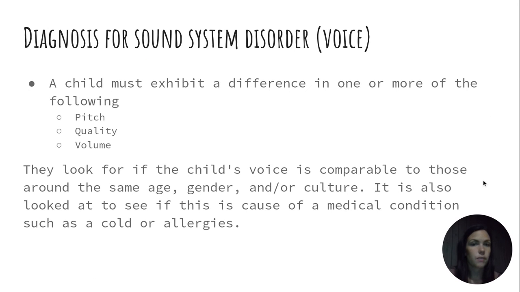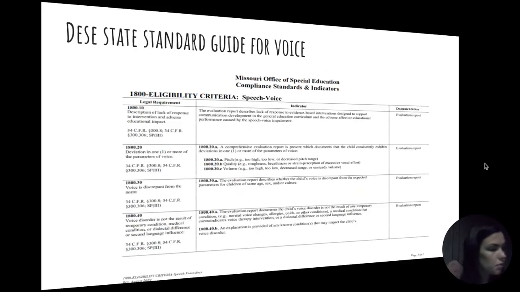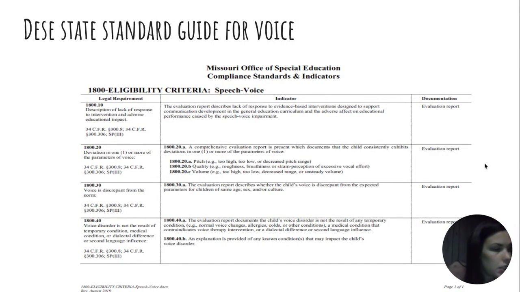The diagnosis for voice: a child must exhibit a difference in one or more of the following: pitch, like too high or too low, or a decreased pitch range; quality, such as nasally, breathy, strained, excessive vocal effort; or volume, meaning too high, too low, or more of an unsteady volume. They look for if the child's voice is comparable to those around the same age, gender, and or culture. It is also looked at to see if this is the cause of a medical condition, such as a cold or allergies. This is the State Standard Guide.